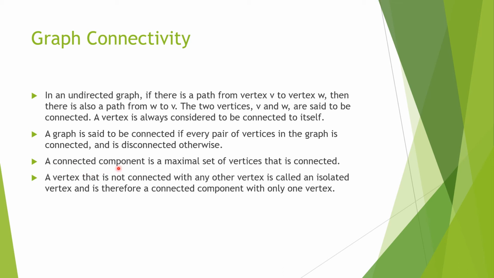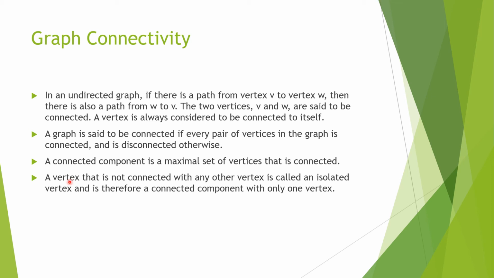A connected component is a maximal set of vertices that is connected. So if you have a graph, a connected component is a set of vertices that are connected, and that set is maximal. What does maximal mean? It means you cannot find any other set of vertices that are connected and contain this set of vertices. It means it is not expandable. You cannot make that set of vertices larger and keep it still connected.